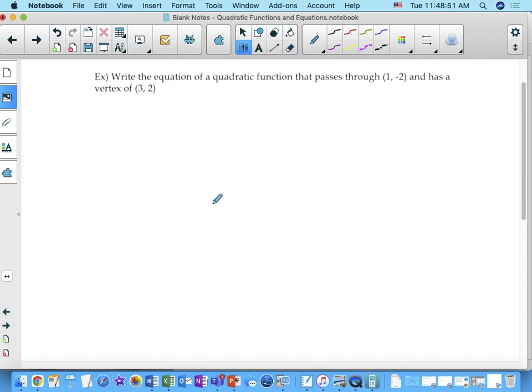Okay, so write the equation of a quadratic function that passes through (1, -2) and has a vertex of (3, 2). So here we're trying to find an equation. Now, you kind of did these types of problems when you were looking for linear equations last year, right? You were trying to find something in the form of y equals mx plus b, and you had certain information about the linear function, okay? Maybe you had the slope, maybe you had a couple points that passed through it, maybe you had the y-intercept. This is a similar type of problem, okay?